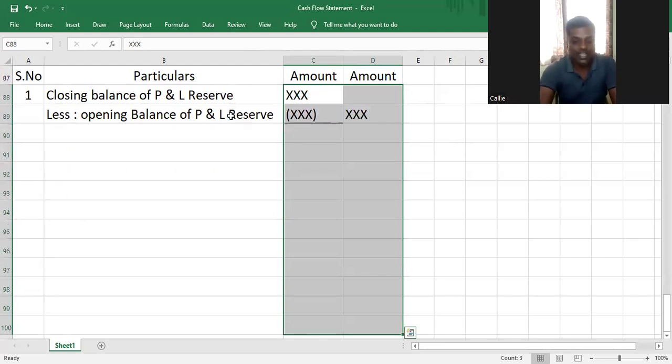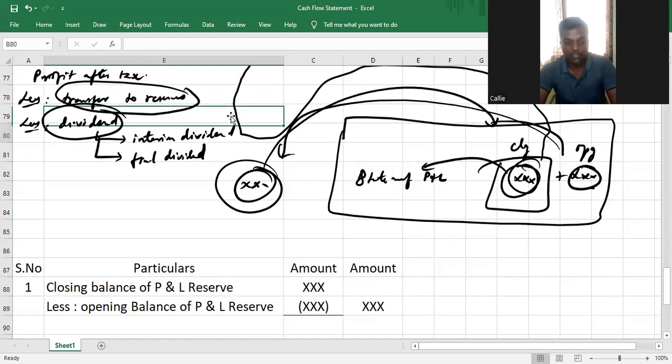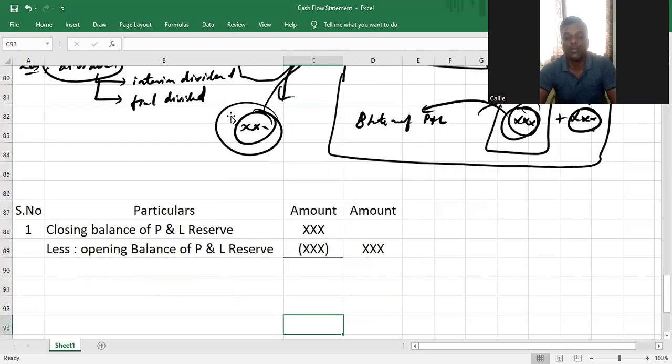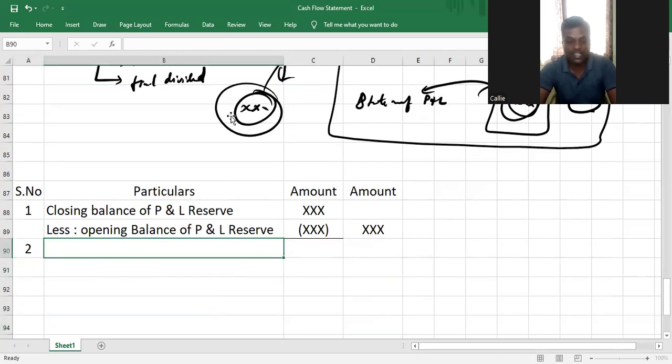Now, what is the first thing that is added, before transferring to P&L reserve? You reduce dividend and the amount is transferred to the balance sheet. Am I right or not? The next thing that you got to do is add the dividend amount.